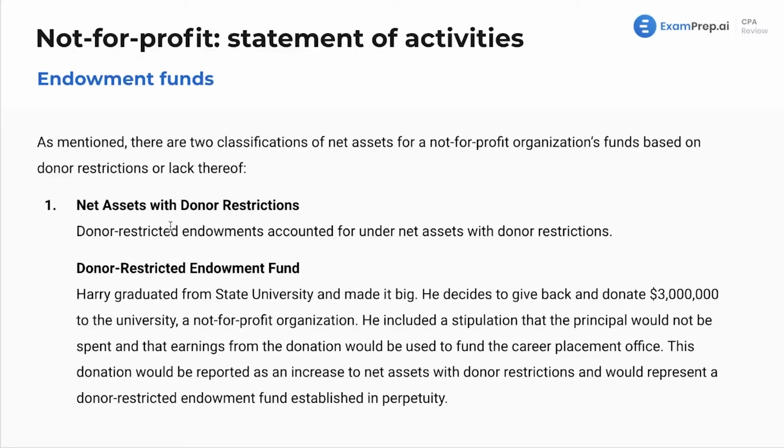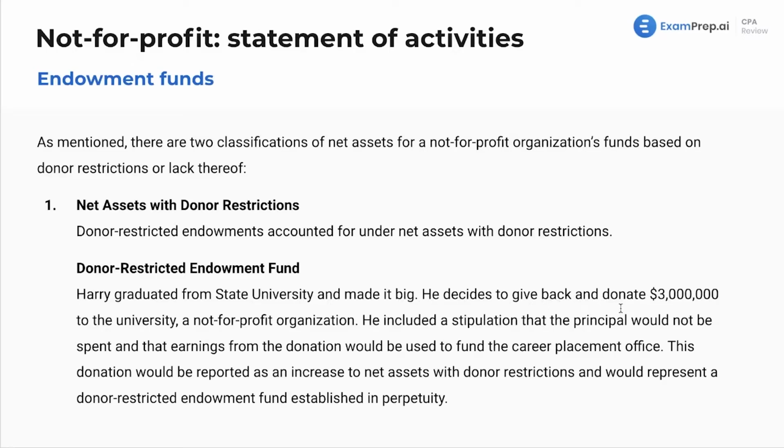So first one, this is with donor restrictions. So donor restricted endowments are accounted for under net assets with donor restrictions. Nothing groundbreaking there. Here's an example. So Harry graduated from State University and made it big. Good for Harry. Good for you, Harry. We're all proud of you.